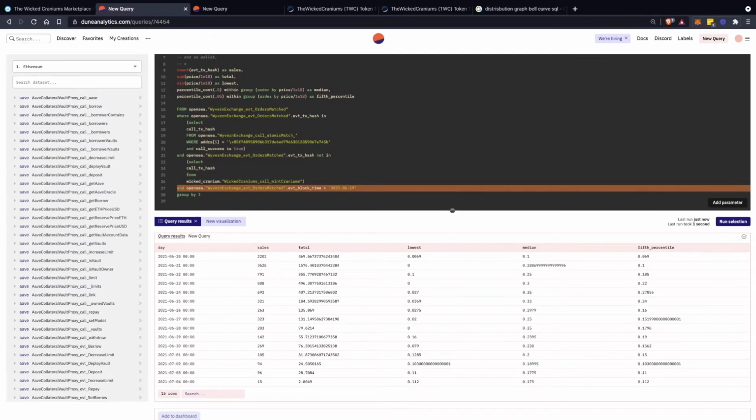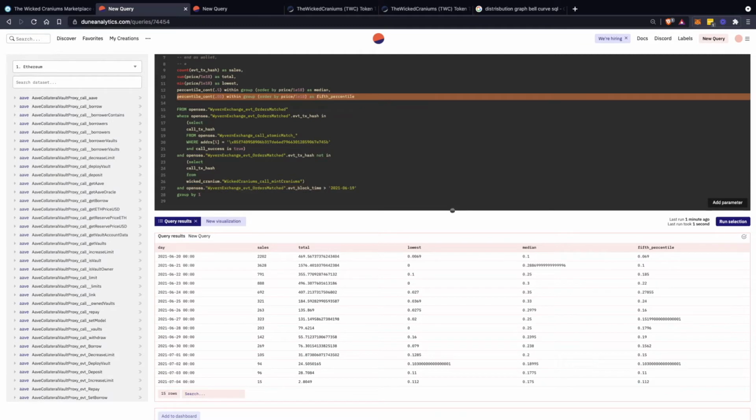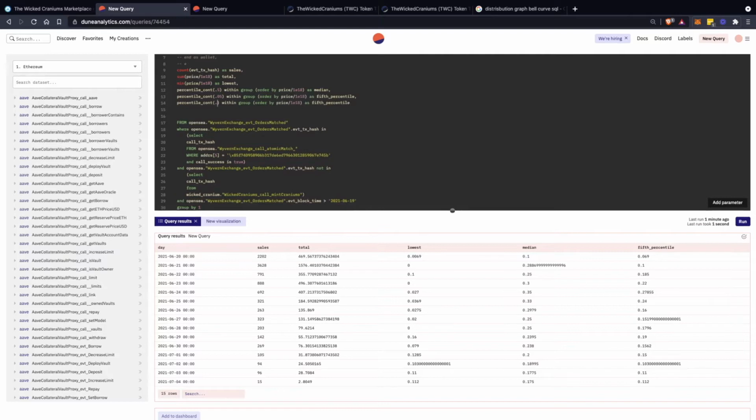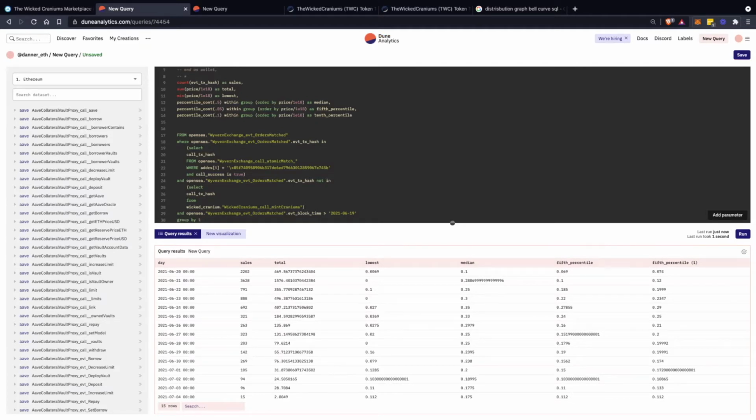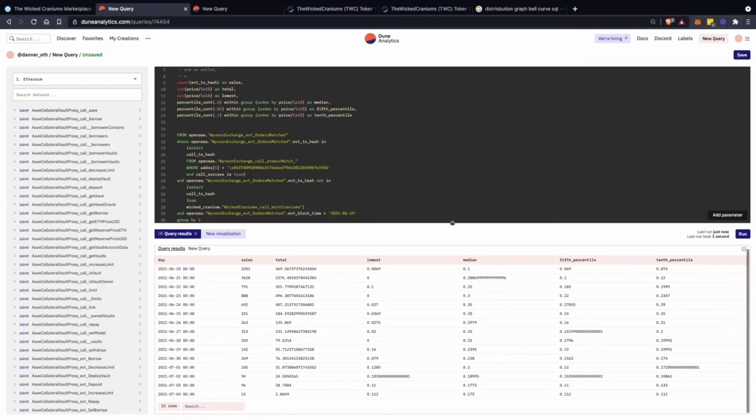Geez. Seems a bit low, honestly. Let's take a look at maybe the 10th percentile. And again, I don't really know how to look at stuff like this from a statistics perspective. It's probably something a lot smarter to do with it. It might be buying time.